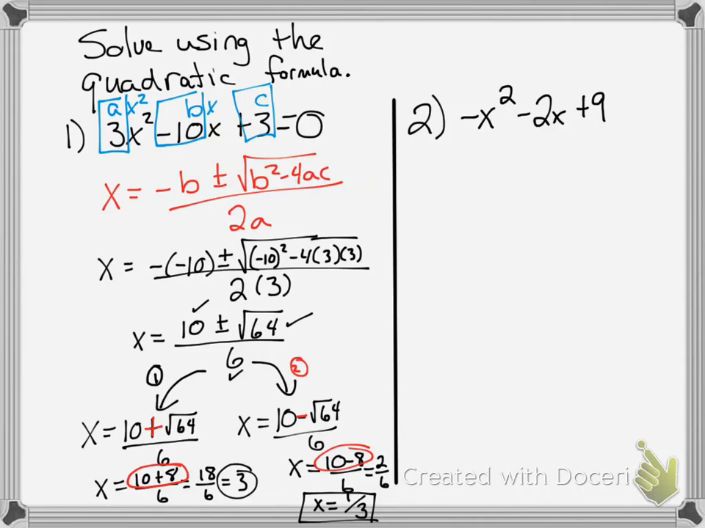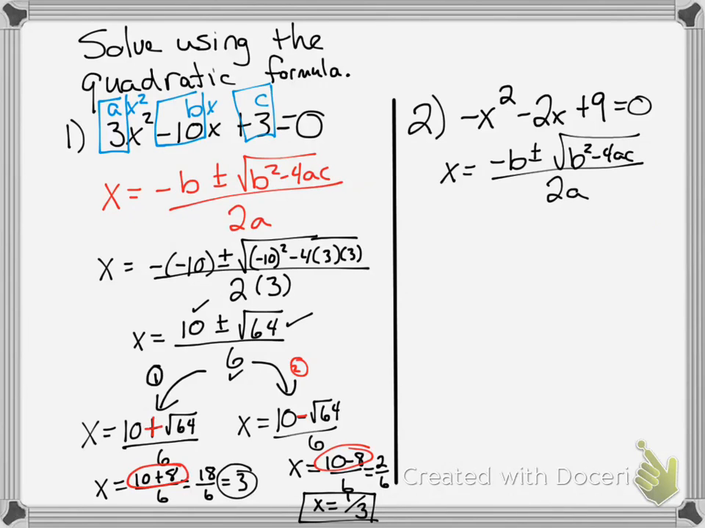So let's look at the second one. We've got negative x squared minus 2x plus 9 is equal to 0. So I'm going to start by copying down my formula. x is equal to negative b plus and minus the square root of b squared minus 4ac, divided by 2a. So I'm going to look for my numbers the same way we did earlier.